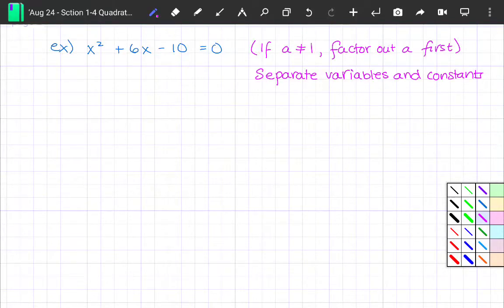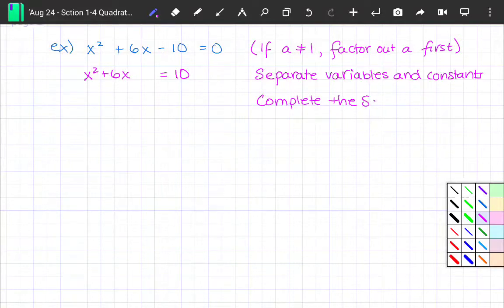So what I mean by that, the x is the squared variable, so we're going to complete the square on the x's. So anything without an x has to go to the other side. So we have x squared plus 6x that will leave, and we're going to move the 10 to the other side by adding 10 onto both sides. So now that we got that, we're ready for the next step of completing the square.